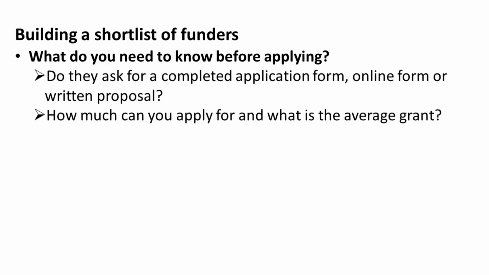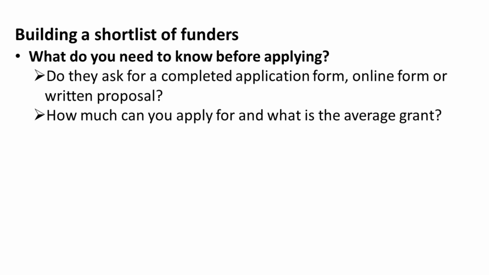How much can you apply for? And what is the average grant? Again, some funders will have their own website, they'll have all this information there, how much you can apply for, whether there's a range of funding you can apply for or whether there's just a maximum. And if they don't have that, again, you can gather that information from their annual report on the Charity Commission, trying to work out an average of the previous grants that they've given.